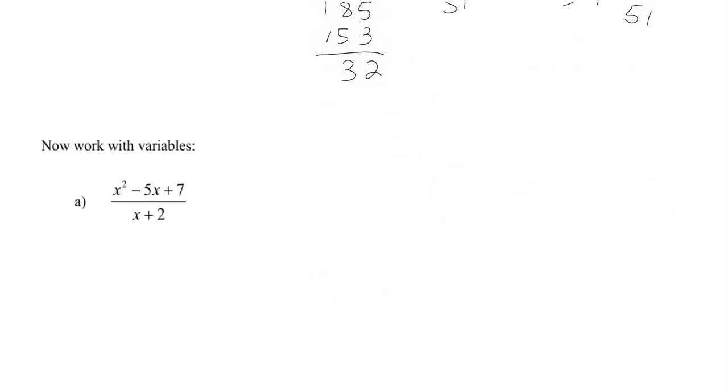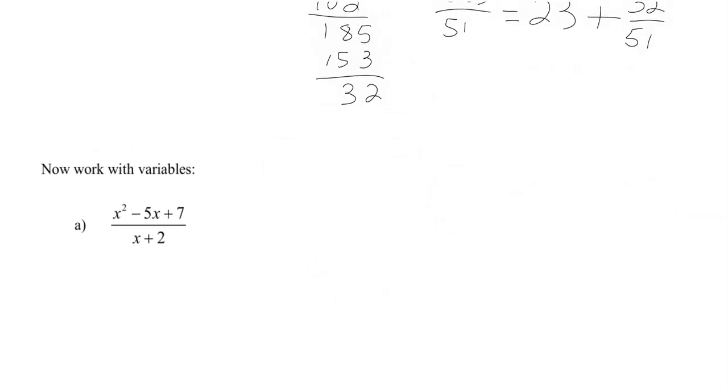All right, with variables, x plus 2 goes into x squared minus 5x plus 7. So the way we treat this, we look at the leading term here, the x, and then we look at the leading term here, x squared. Does x go into x squared? Yes. How many times? Well, x squared divided by x is x. x times x plus 2 is x squared plus 2x.